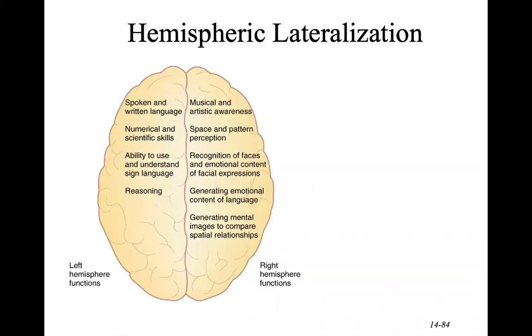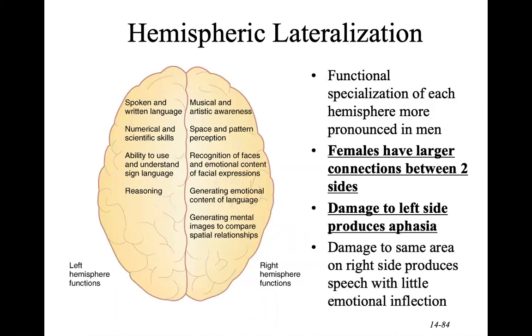In terms of left and right hemispheres of the brain, the left hemisphere controls the spoken and written language, numbers like math, the ability to understand sign language, reasoning, logic, science, math, that's all left. Your right side is more artsy and music. It's more, should I put this picture frame on this wall? Does the couch look better over there? Does this tie match with this shirt? Do these two things go together? So, in terms of pattern perception and space perception, that's right side.